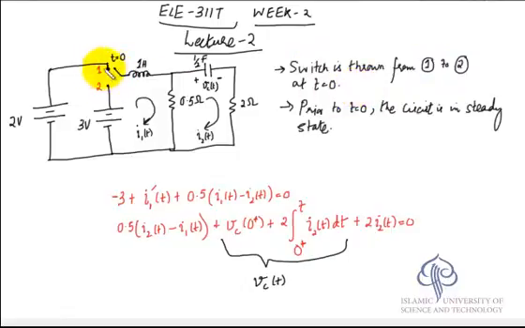So initially the circuit is connected to the 2-volt source, and then at t is equal to 0 it is suddenly connected to the 3-volt source. And prior to t is equal to 0 the circuit is in steady state. So when it is connected to the 2-volt source, the circuit has already achieved steady state.